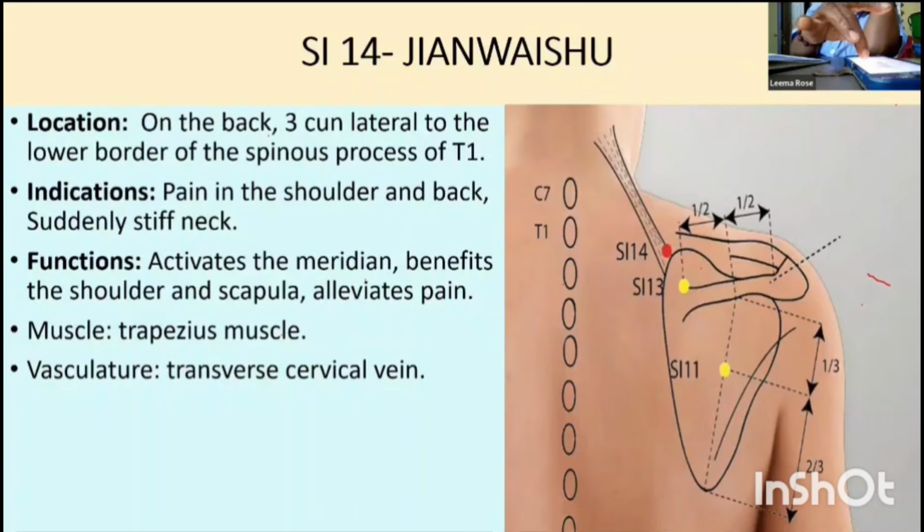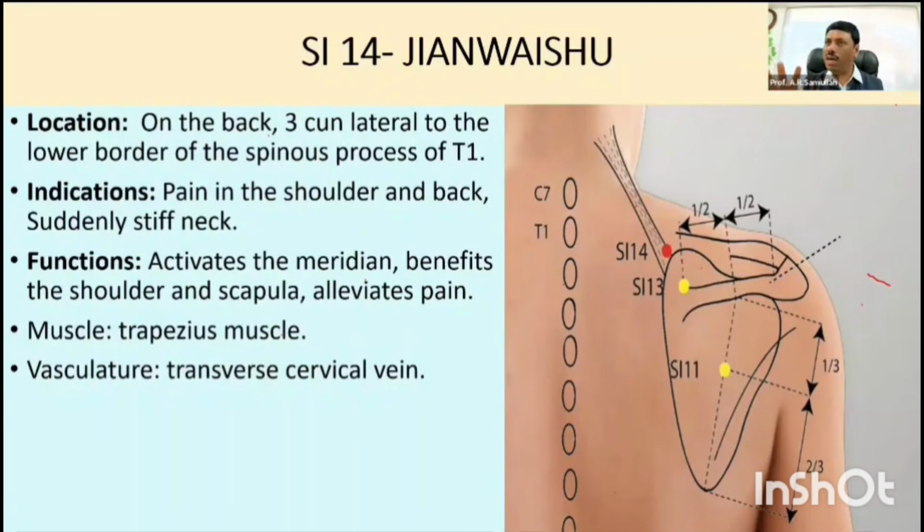Yes. The UB41 point is located 3 chun lateral to the spinal cord on the second thoracic vertebra. But this point is located on the first thoracic vertebra. That is the difference, right?